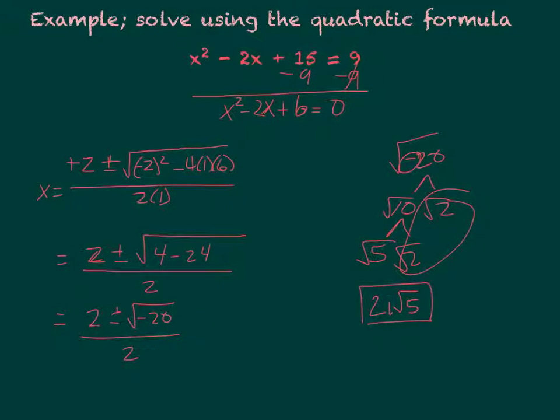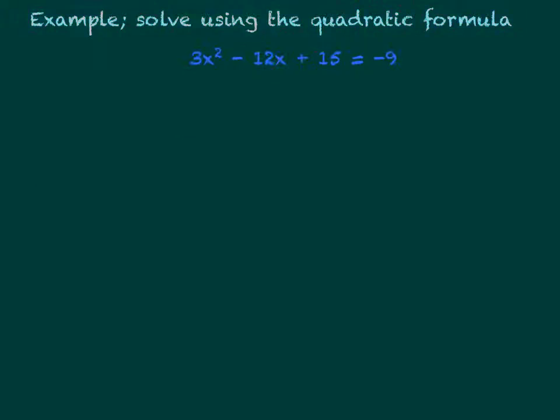So if I apply that, then I have 2 plus or minus 2i square root of 5 over 2. Now this 2 can go with each of these. So the 2's cancel out to 1 and 1. So my final answer is 1 plus or minus i square root of 5. Final answer. For this next example, we're going to use the quadratic formula.